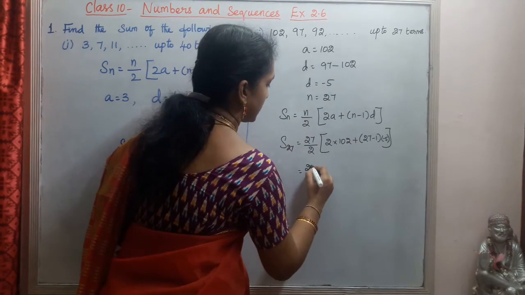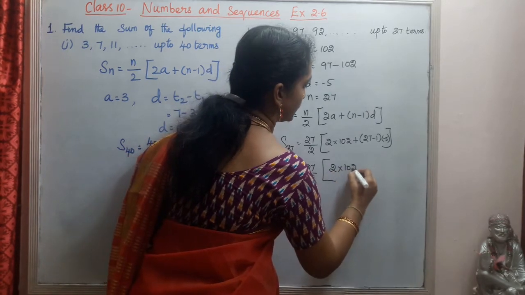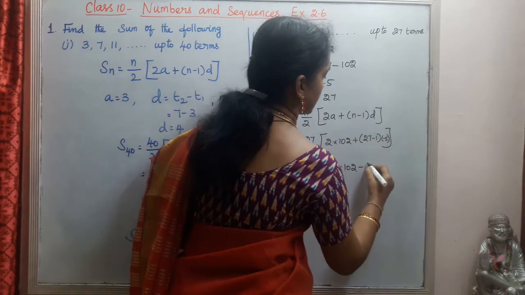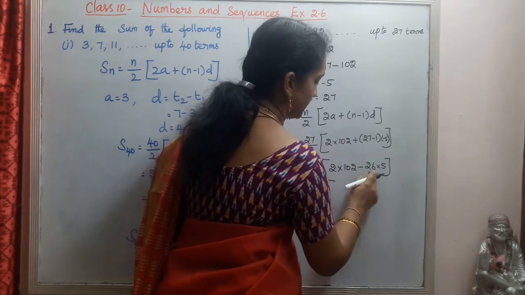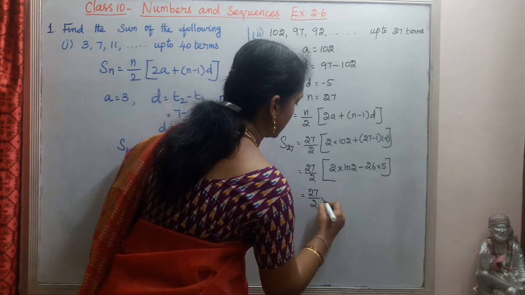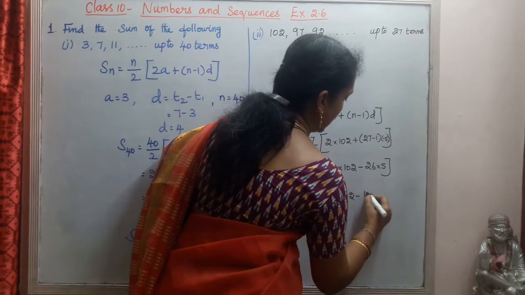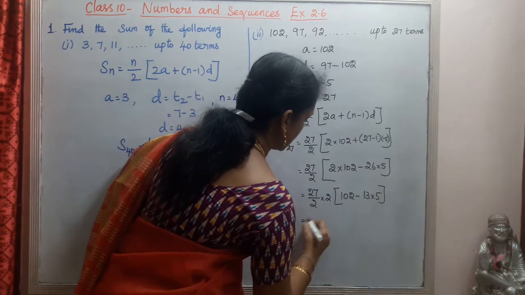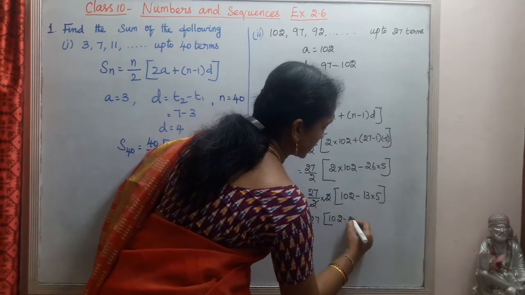The difference we got is minus 5. So 27 by 2 into 2 into 102 minus, so this is minus 5, that minus I am taking here, so minus 26 into 5. In these two terms, 2 is common. So that 2 I will take out. So 27 by 2 into 2, then 102 minus 13 into 5. So 13 into 2 is 26. This 2 will get cancelled. So 27 into 102 minus 65.